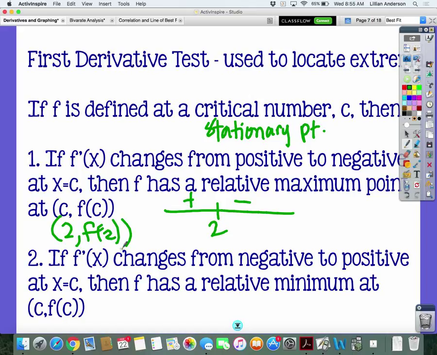Now, not every graph is going to have a max or a min. That's why you do the first derivative test to determine whether or not the signs are changing. So, first derivative test: find the derivative, set it equal to 0, number line. Questions about what the first derivative does? It locates extrema, and tells you where you're increasing and decreasing.